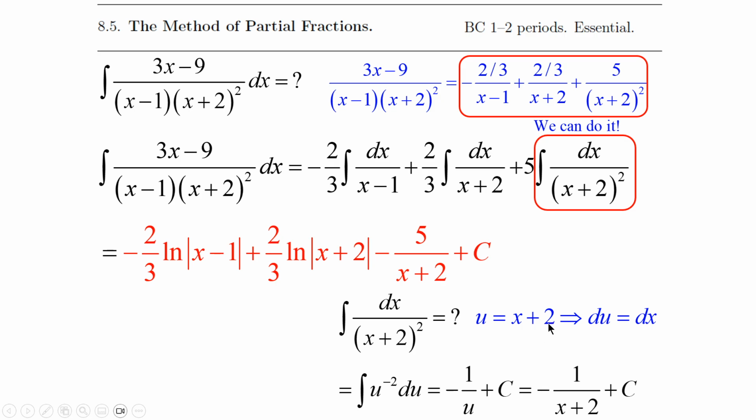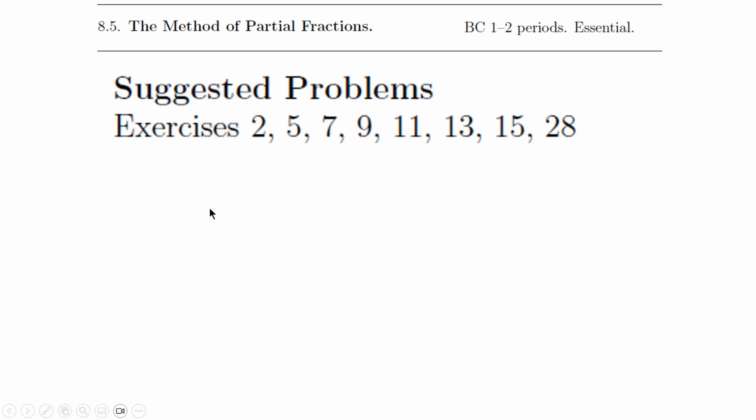So that is how we handle powers of common factors in this partial fraction stuff. Pretty easy, all right? This is a supplement beyond even BC. So there are the same problems, and you might check out number 8. It's a cool problem.